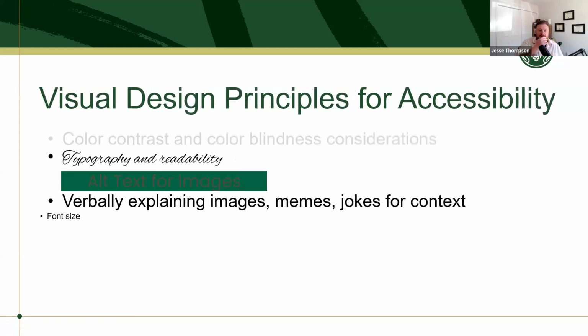So some visual principles, right? There's a slide here that shows what some of the visual design problems can be. I don't know how good your eyes are, but I have trouble reading that first bullet point that says color contrast and color blindness considerations. The next bullet point says typography and readability. The third is actually an image, and I cannot tell what that image says.